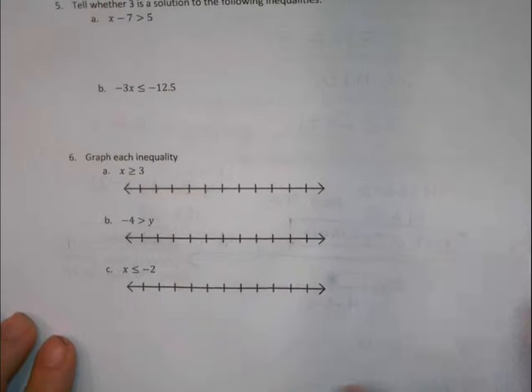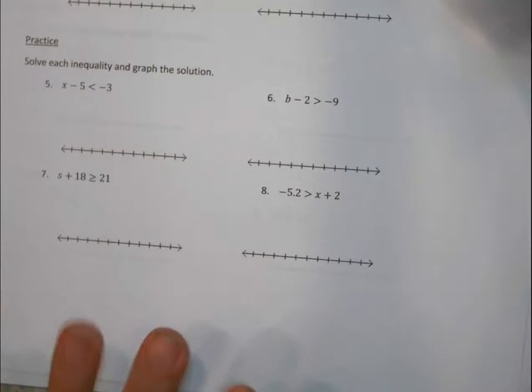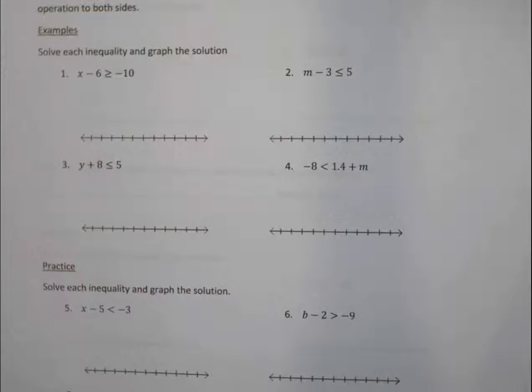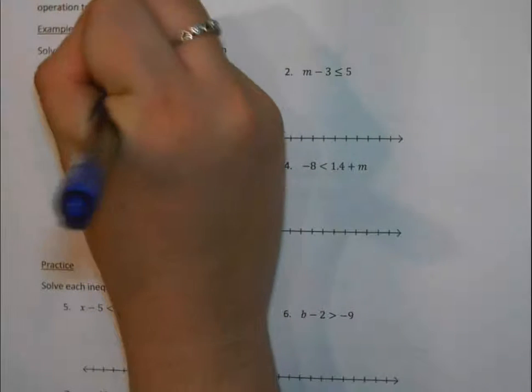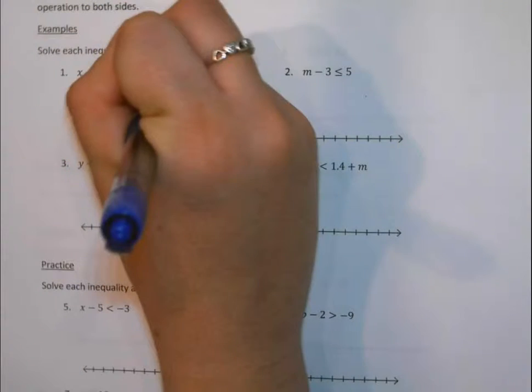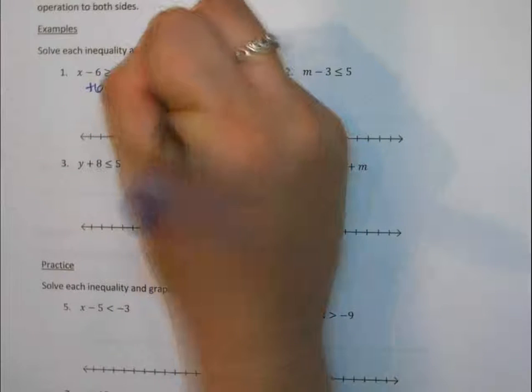And then I am going to continue on with 2.2. So 2.2, I'm still working with inequalities, but now I need to solve them. So what I want to do here is I will just solve it like I was solving linear equations in chapter 1. I'm going to start off by adding 6 to both sides. I get x is greater than or equal to negative 4.